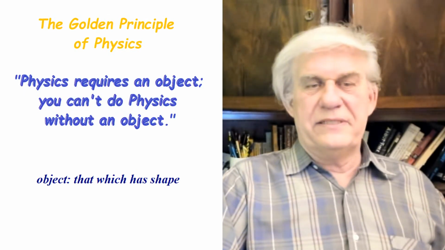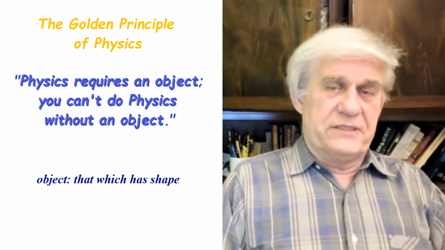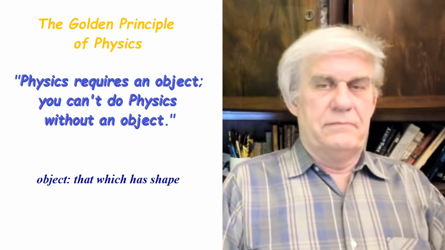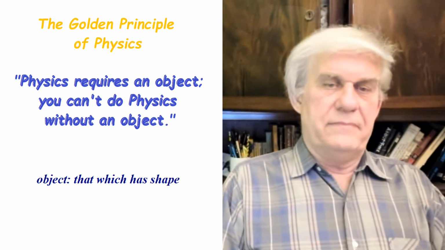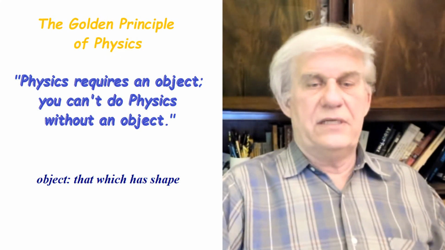And so here's the rule. The rule is that physics, first principle, okay, golden principle as I call it. Golden principle of physics: physics requires an object, material, matter. You can't do physics without an object. What is an object? That which has shape. So yeah, in physics you're a materialist, otherwise you're in the wrong field.